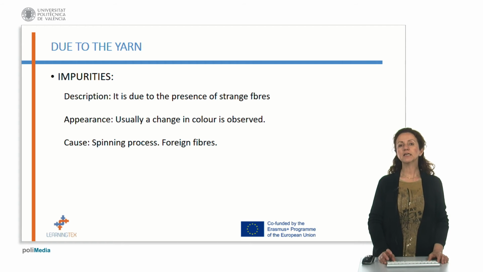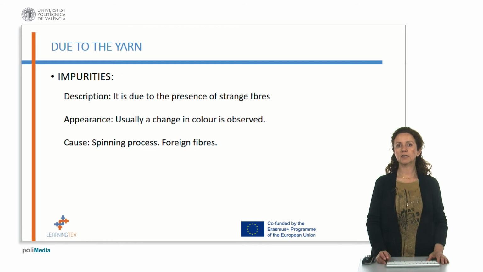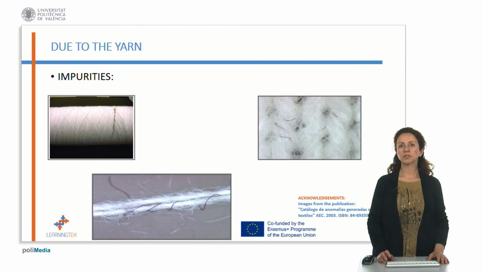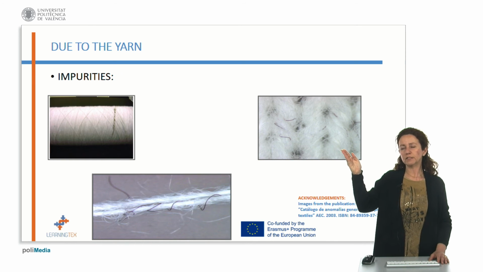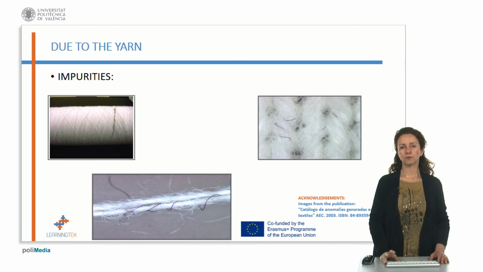Okay, practically this occurs in the spinning process where some foreign fibers are included, right? So this is basically the main cause. And which is the appearance, or how can we observe this defect? Okay, here in this slide we are going to observe. First of all, to remark that we are talking about woven fabrics, and in this case, what we have is a knit fabric, okay? But okay, it's going to show us how we can observe the impurity in a yarn.